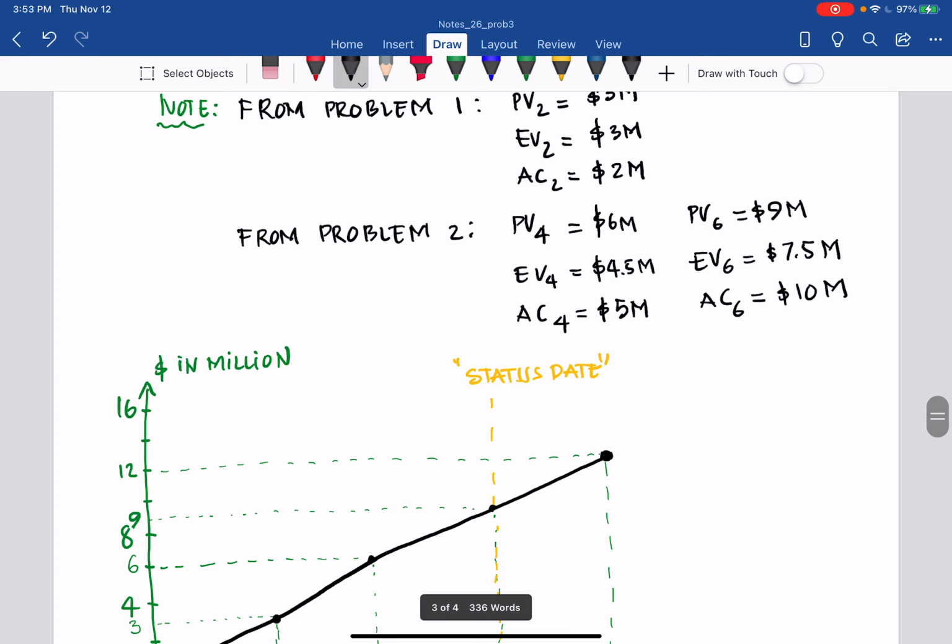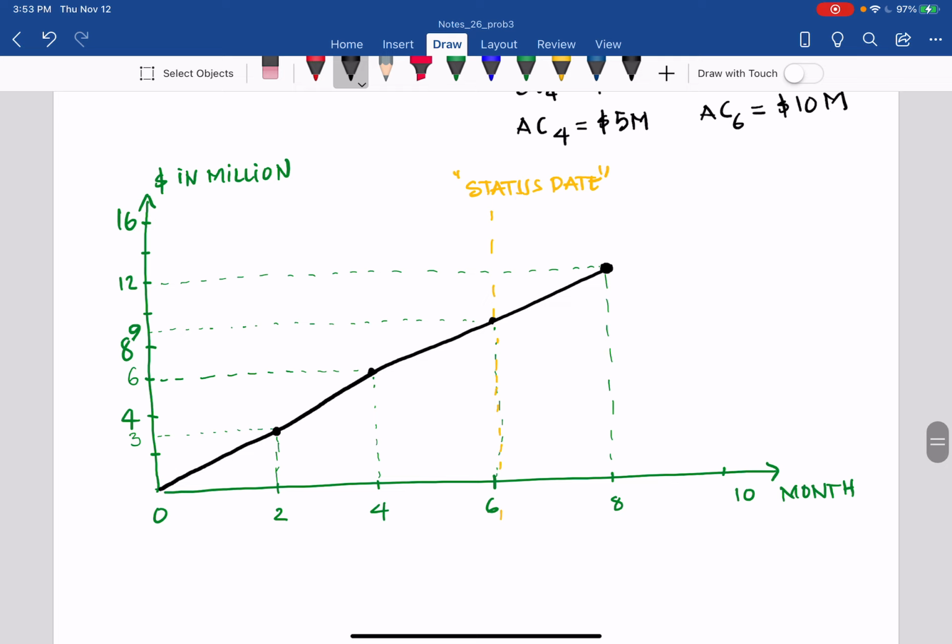In 6 months, EV2 is 3 million. I put that in and select it in blue. It is the same, so we have 3 million there. So the black line is PV, plan value, blue is earned value, and then I will do the actual cost in red.